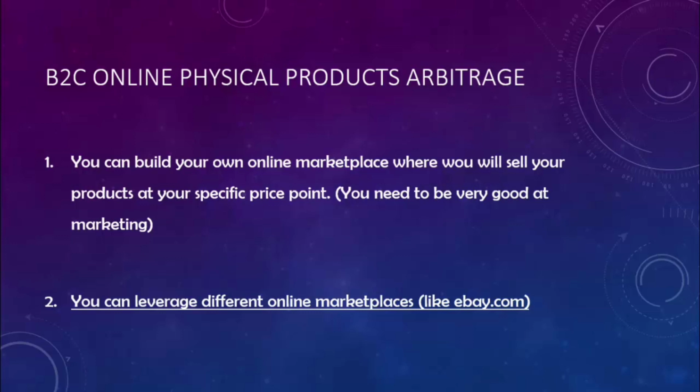Like eBay.com, for example, you can find products on Amazon at a certain price. For example, let's say $15, and on eBay those types of products are sold for $25, okay? You can practically use the Amazon products to sell them on eBay, let's say at $23, and you make a profit of $8, okay? So practically you are leveraging online marketplaces and you profit from the different price points that they have, okay?